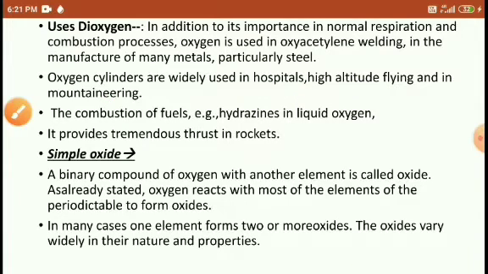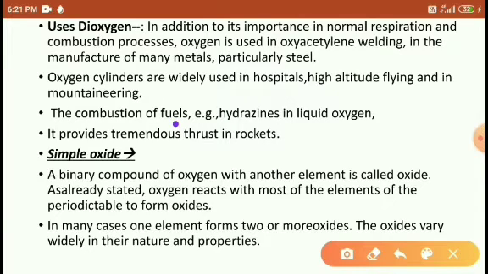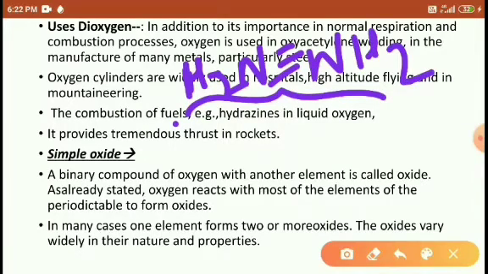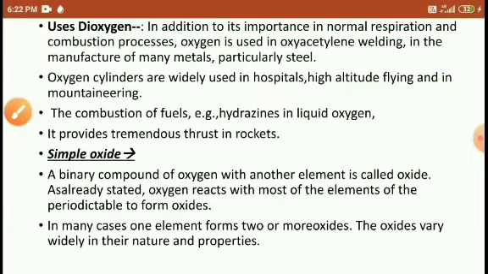Right. So it is used in combustion as a fuel, hydrogen in liquid form. Hydrogen means, students, like this: H2N triple bond NH2. This is the hydrogen, right? So this is used for combustion, for fuel purposes.